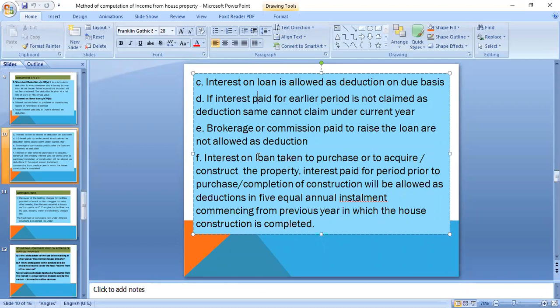Interest on a loan taken to purchase, acquire or construct the house, for the period prior to completion of the construction, will be allowed as deduction in 5 equal installments. Suppose before constructing the house you have taken a loan, that will be allowed only for 5 years from the period the construction of the house is completed. So this is the rule.